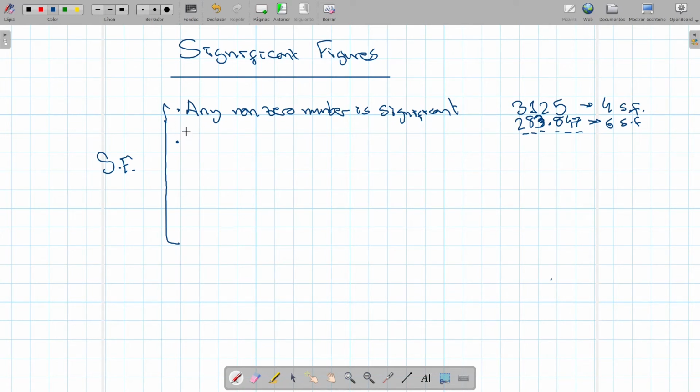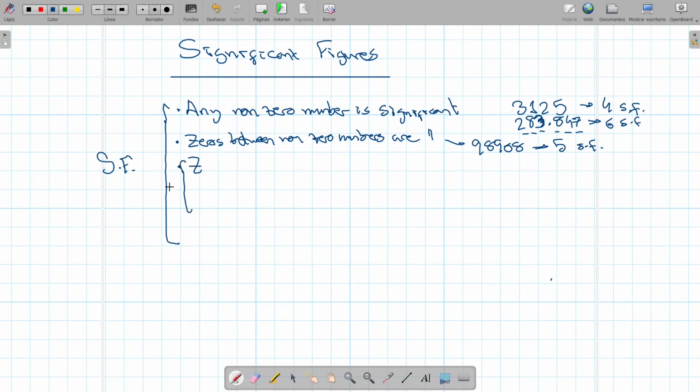Zeros: any zero between non-zero numbers is significant. So for example, the number 98908 has 1, 2, 3, 4, 5 significant figures because that zero is significant. If I am writing it like this, this implies that I know that that figure is a zero and not a 1, a 2, or a 3. What happens with decimal numbers?